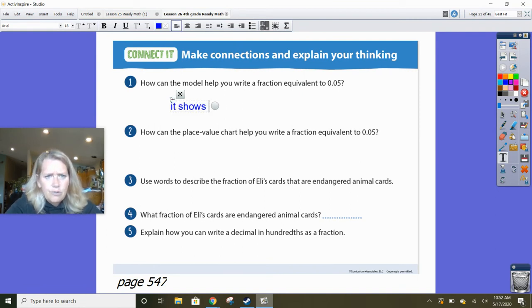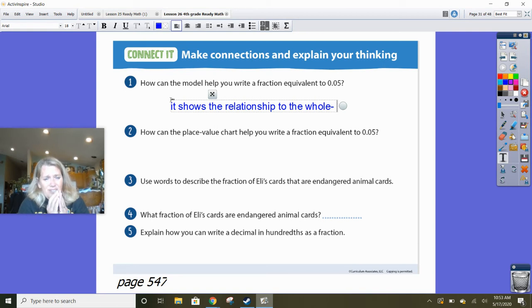It shows the relationship to the whole. It really shows that it's a very tiny part, and that's important about a visual model, to show the relationship there. Next one, how can the place value chart help you write a fraction?